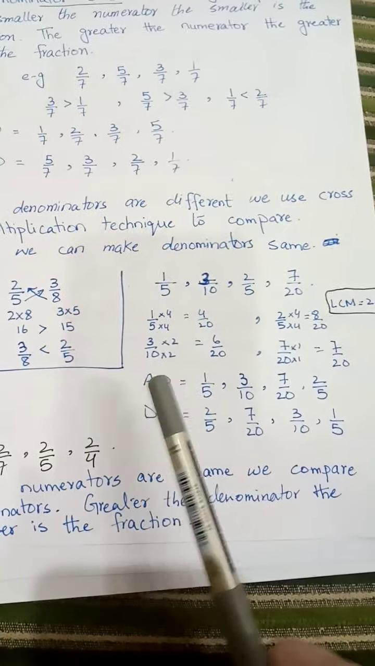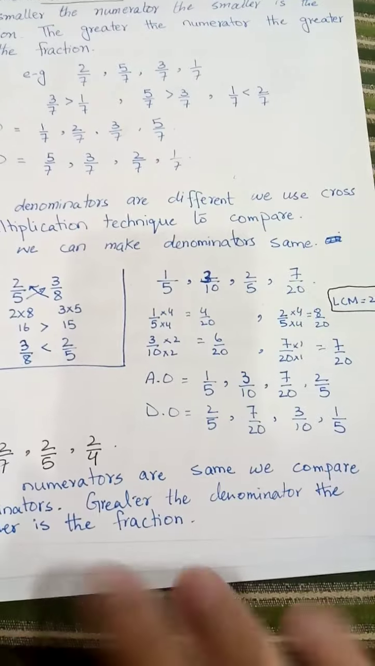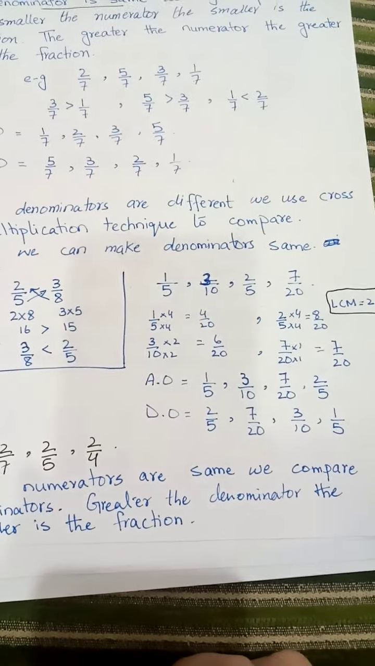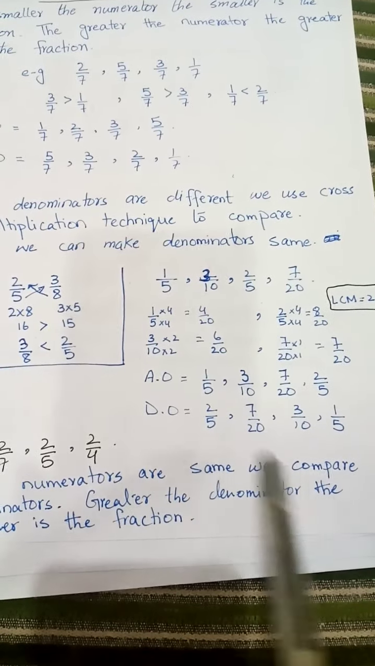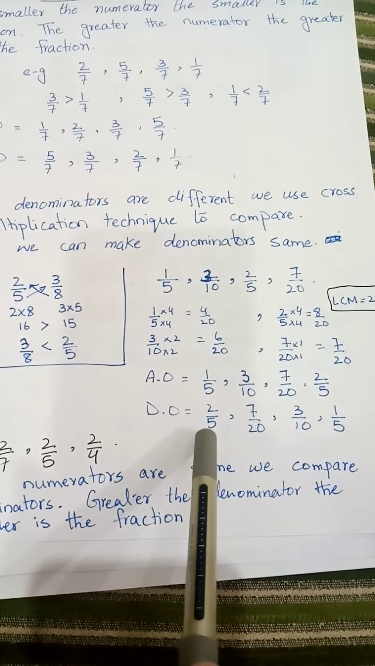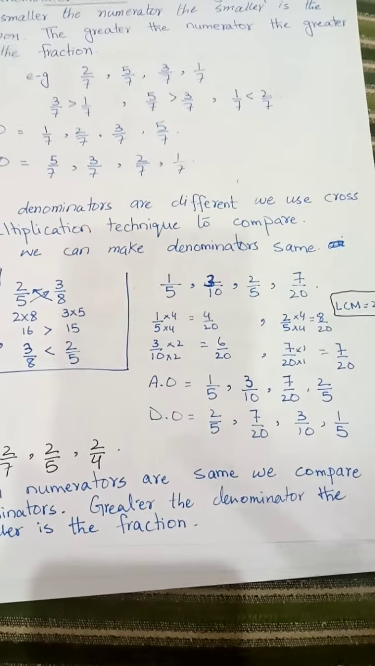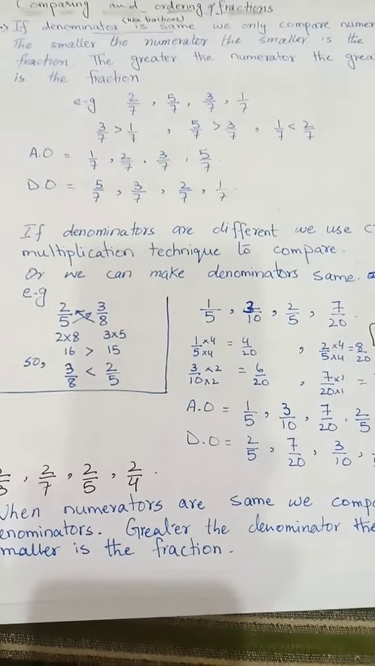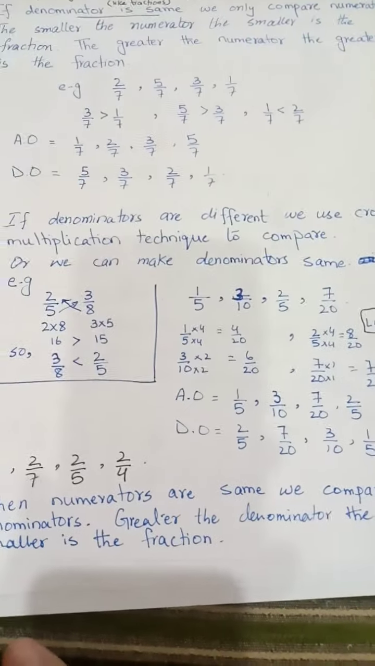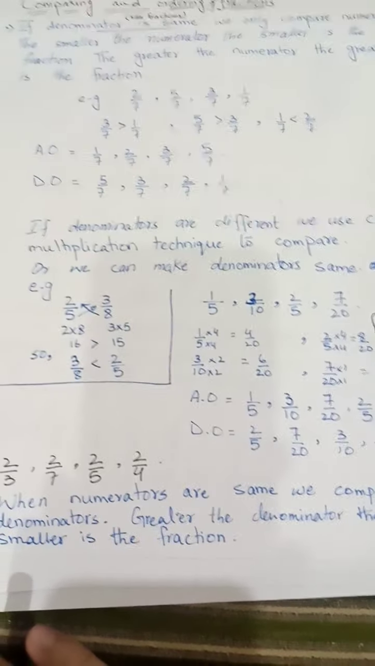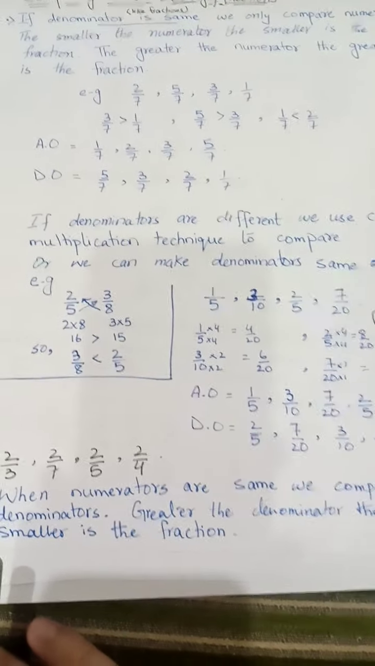Again, in ascending order, you follow the numbers from smaller to greater, and in descending order, we write the greater fraction first, and then the smaller, and so on. So this is how we can arrange the fractions in ascending and descending order, and we can compare two fractions with different denominators.